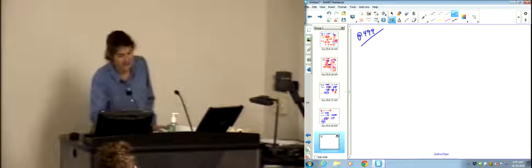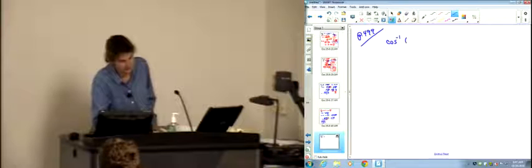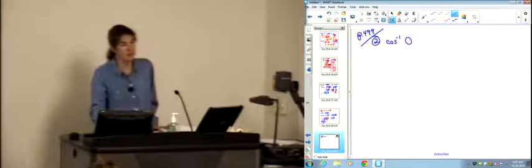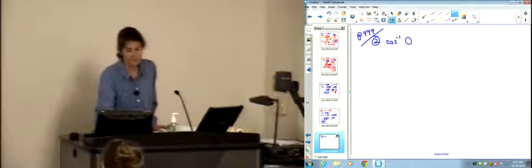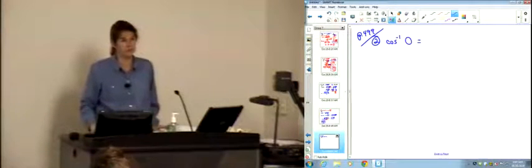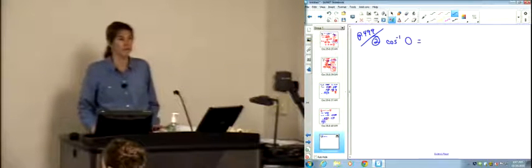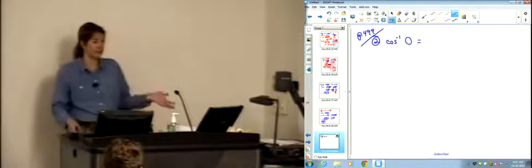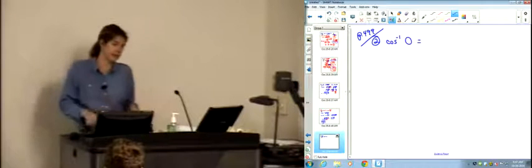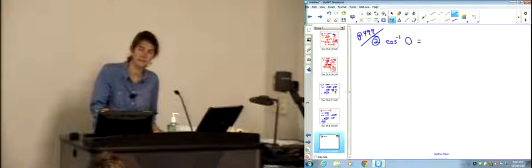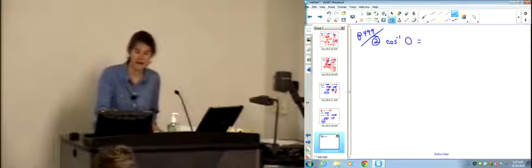So if I have the inverse cosine of 0, then what am I looking for? The angle whose cosine is 0. Yeah, when the angle's cosine is 0. Which angle has that cosine of 0? So which angle is that? Pi halves. It's pi halves.